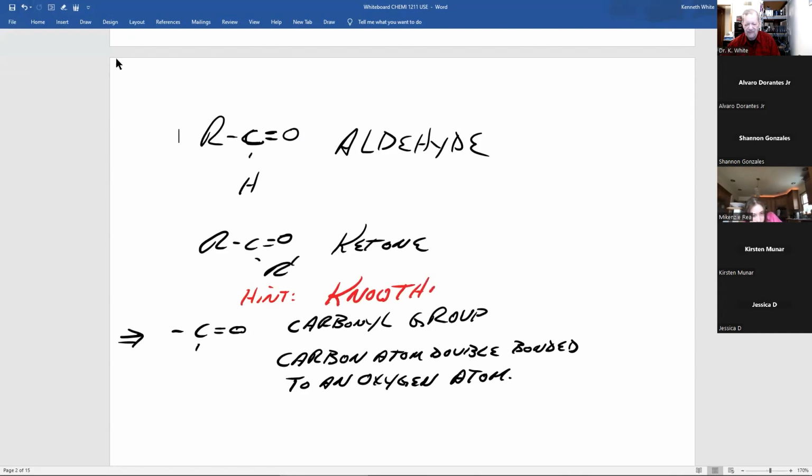You should know how to draw and describe with words what the carbonyl group is. Here's how you draw it, carbon double bond to oxygen. Here's how you describe it with words. You can either say carbon atom double bond to an oxygen atom, or as I just said, carbon double bond to oxygen.